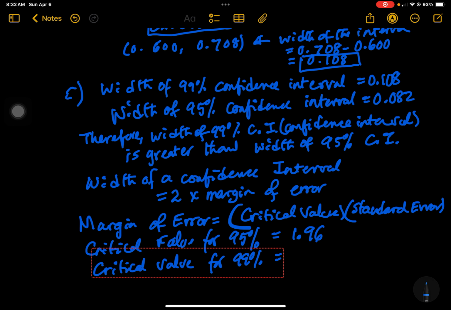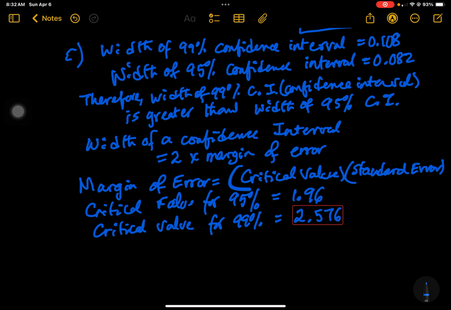So area in the center is 0.99. So area in the two tails is 1 minus 0.99, which is 0.01. That is area in two tails. So you have to divide 0.01 by 2 to get area in each tail. So area in the left tail is 0.01 by 2, which is 0.005. So if I do second vars 3 invNorm, put the area as 0.005, go down to paste, and hit enter twice, and the critical value is 2.576. That is the main difference between the two margins of error.